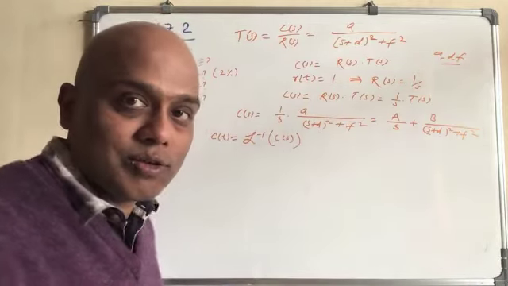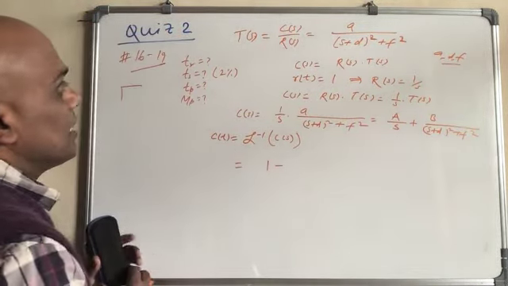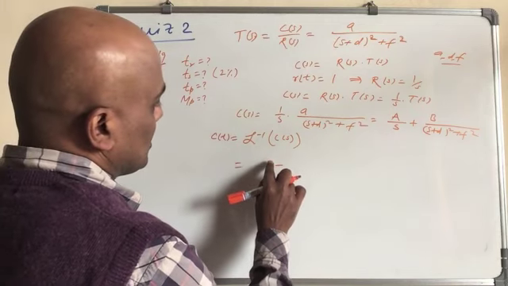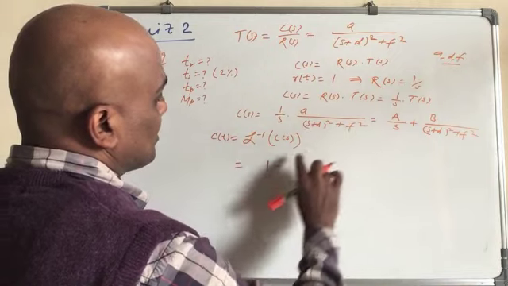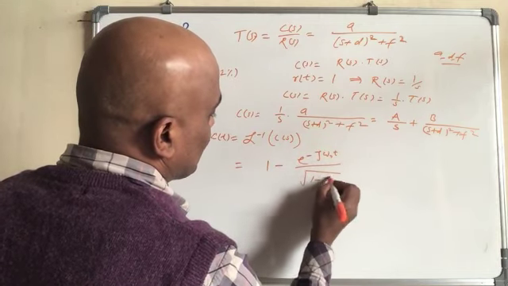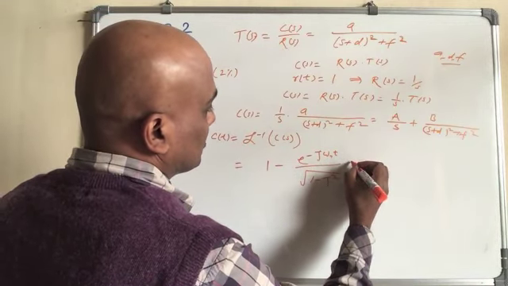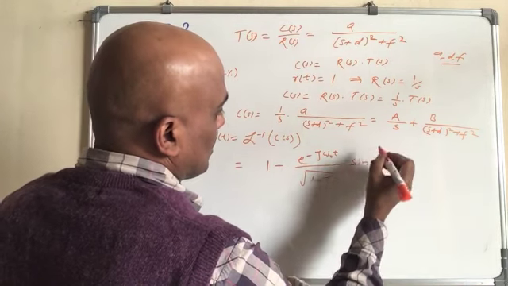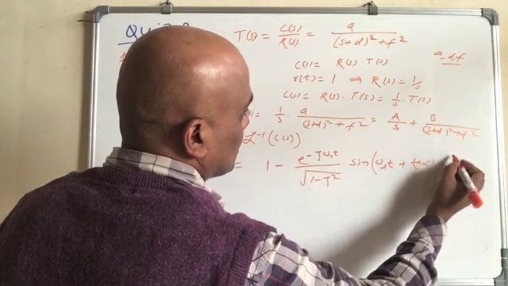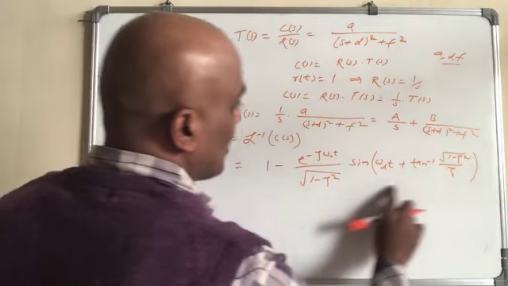And then you will get the values, and the solution you get, for the unit step, will be 1 minus e to the power minus zeta omega n t divided by root 1 minus zeta square. Yeah, okay, and then you get a sine of omega d t plus tan inverse of root 1 minus zeta square over zeta. Okay, so this is for unit step.